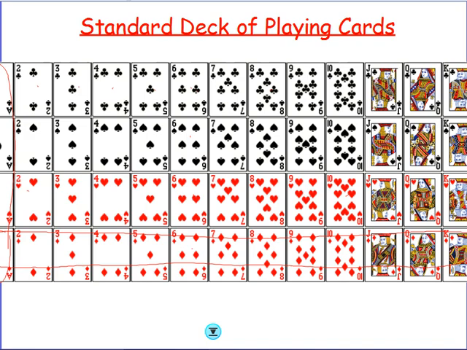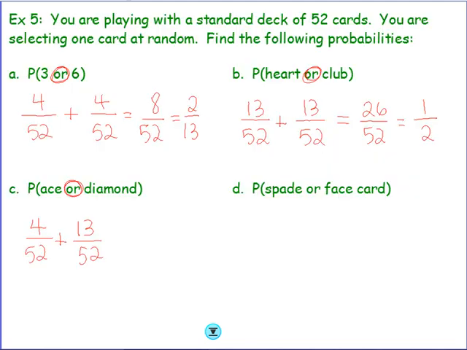This one, however, I want to point out, if you notice, this ace of diamonds here, he was circled both times. You can't count a card 2 times. So there is one card that was both an ace and a diamond. So we're going to subtract off that one card out of 52. So 4 plus 13 is 17. Take away 1 is 16 out of 52. These are both divisible by 4. You get 4 out of 13.